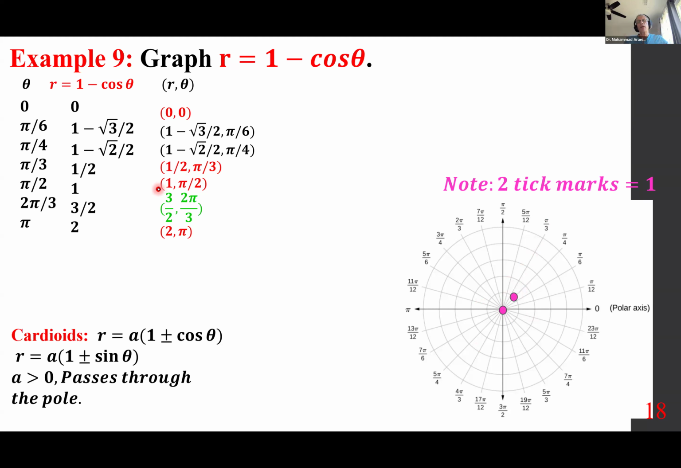The next one is 1 and pi over 2. Well, pi over 2 is up here, okay? And then 1, I'm looking at this one, everybody. 1, 2 tick marks, that means 2 circles up there. Okay, now 3/2 and 2 pi over 3. So let's find 2 pi over 3, it's this one, 2 pi over 3. And 3/2, 1 is 2 tick marks, and 1/2 is 1, so 3 tick marks. That means 3 circles, 1, 2, the third circle. Okay, the third circle, okay?